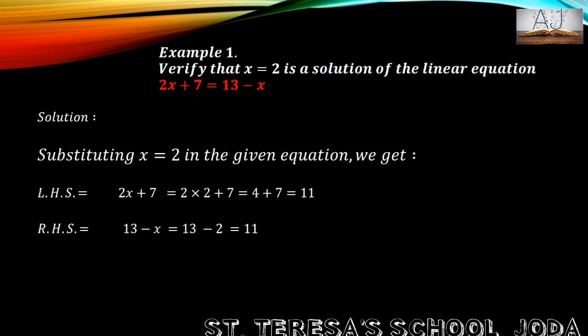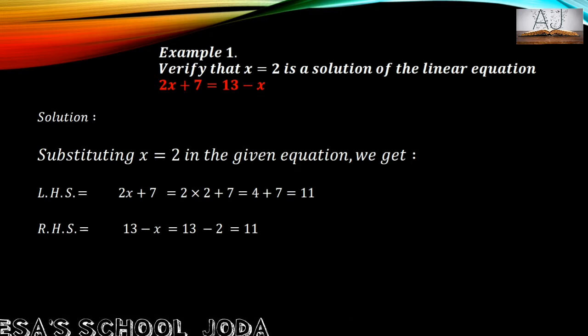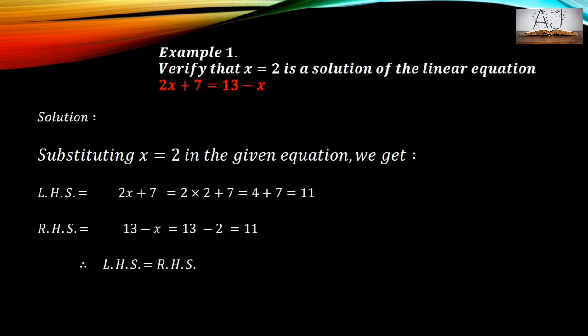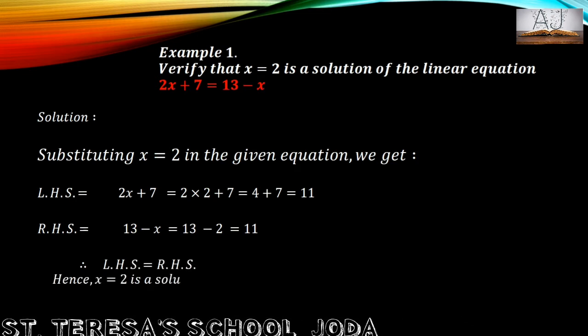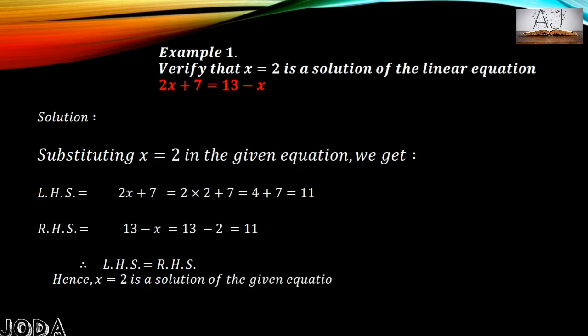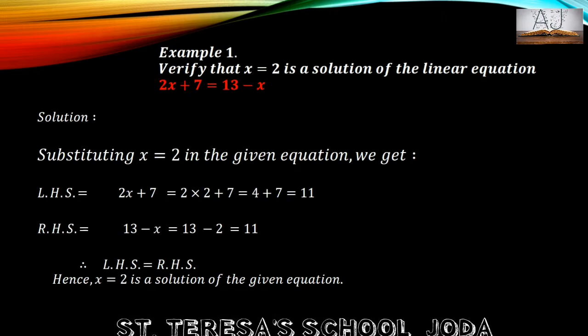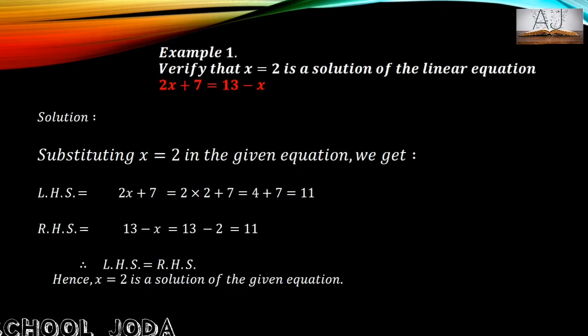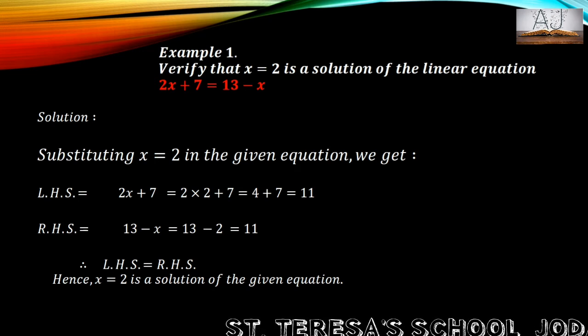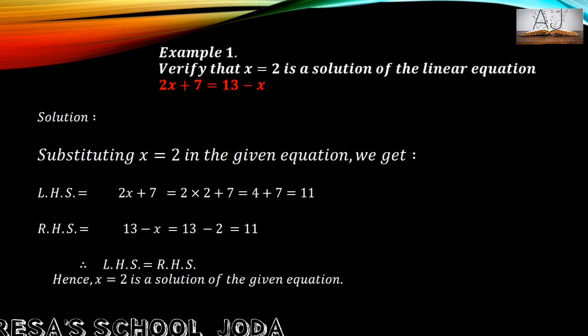That means after substituting the value of x, the left hand side is also coming 11 and the right hand side is also coming 11. LHS equal to RHS. Hence we can say that x equal to 2 is the solution of the above equation, 2x plus 7 equal to 13 minus x. Solution is also called root of the equation. Solution and root are the same thing. Remember the word root as well.